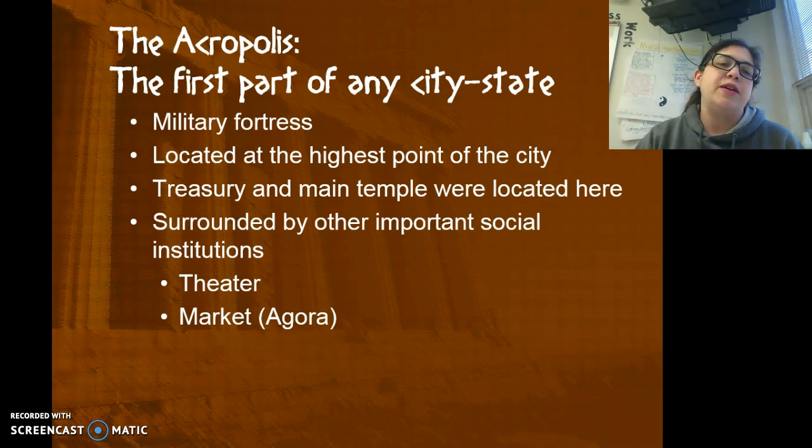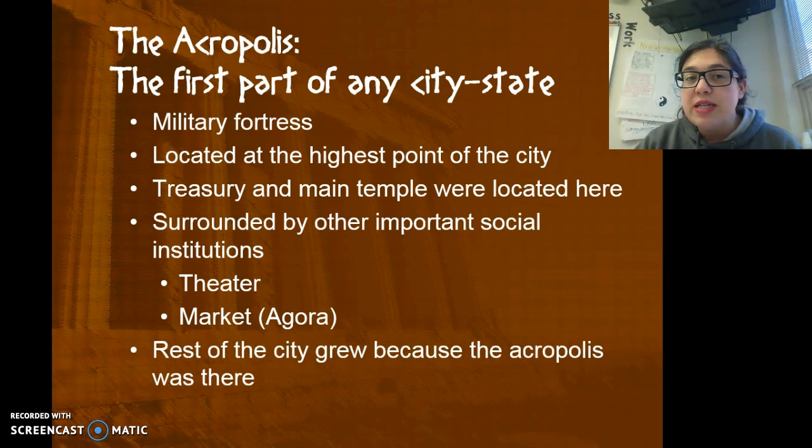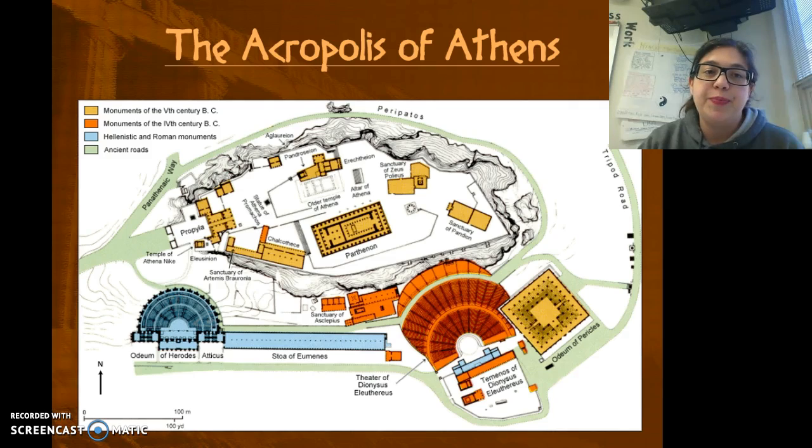So that means things like the theater and the market. And the Greek word for market is agora. And we'll use that word too to refer to their market. Lots of political activity took place in the marketplace as well as economic activity. The rest of the city existed because of the Acropolis. This was the first and most important part, and everything else grew up in relationship to it.